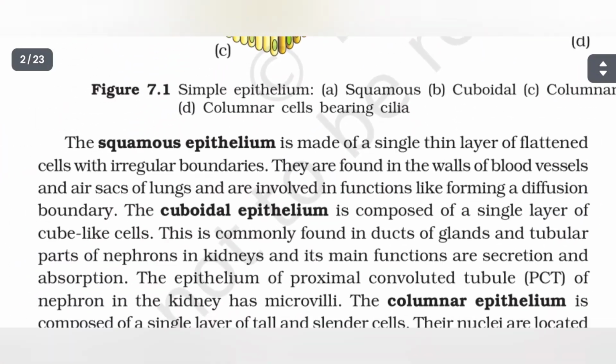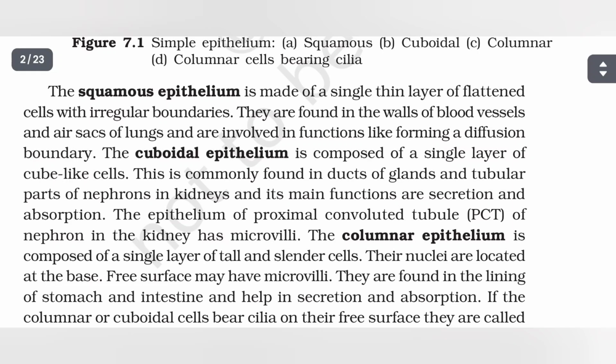The squamous epithelium is made up of a single thin layer of flattened cells with irregular boundaries. They are found in the walls of blood vessels and air sacs of lungs and are involved in functions like forming a diffusion boundary. The cuboidal epithelium is composed of a single layer of cube-like cells. This is commonly found in ducts of glands and tubular parts of nephrons in kidneys, and its main functions are secretion and absorption. The epithelium of proximal convoluted tubule, PCT, of nephron in the kidney has microvilli.